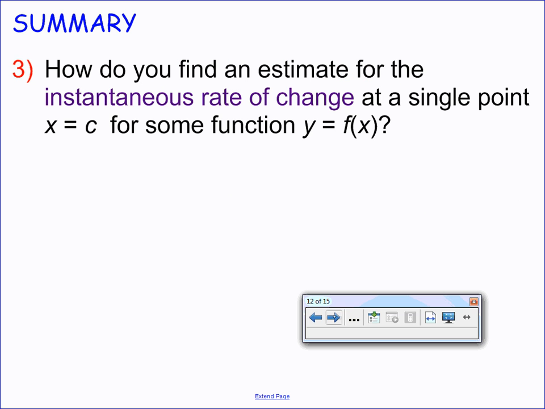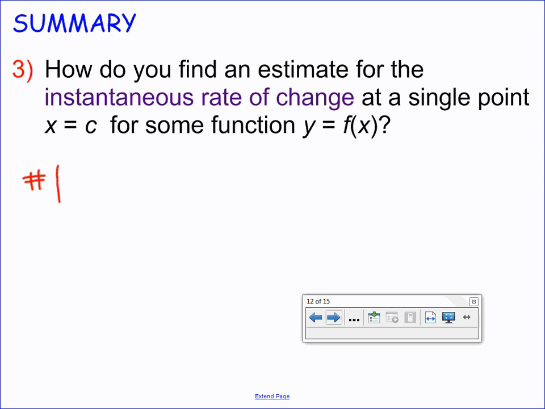Awesome, thank you. How do you find an estimate for the instantaneous rate of change? The instantaneous rate of change at a single point, x equals c, for some function y equals f of x, right? And so we have 2 different ways for doing this. What was one thing we did on your first stamp? Blake? Yeah, we'll use close values to my point of concern, absolutely.